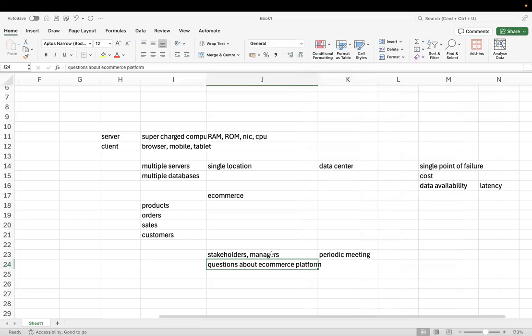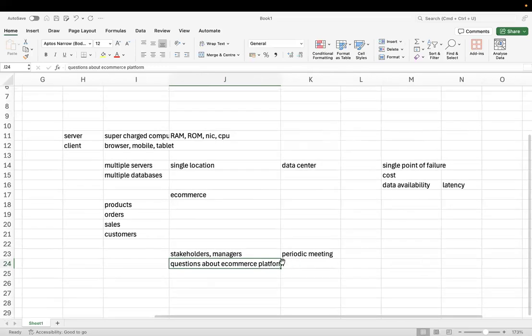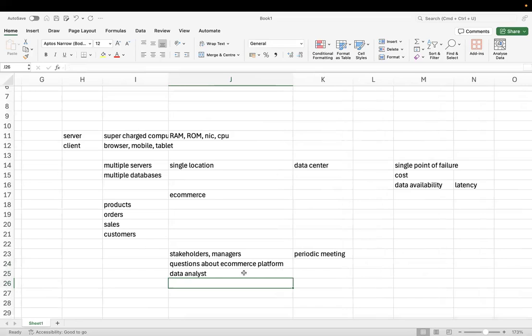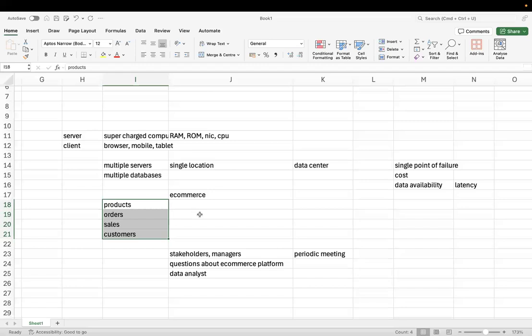To answer these questions about their current product performance, they are going to hire a person called a data analyst. Because they are not so technical and don't understand accessing so many databases and collecting the information, they are going to hire a data analyst.